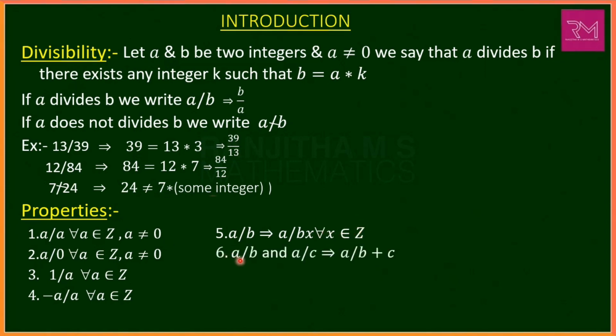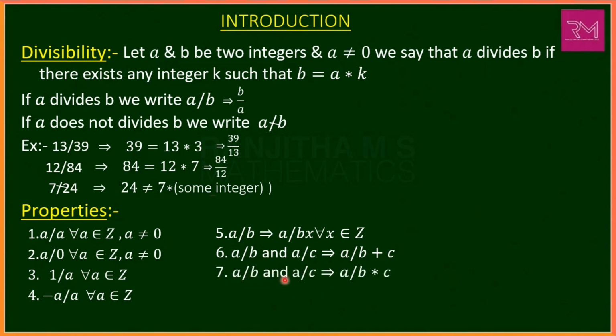Next property is a divides b and a divides c, which implies a divides b plus c. Here if we take 1 divides 2 and 1 divides 3, we can take it as 1 divides 2 plus 3. 2 plus 3 is 5. So the condition is 1 divides 5. We can write 5 as 1 into 5. So a divides b and a divides c implies a divides b plus c also holds.